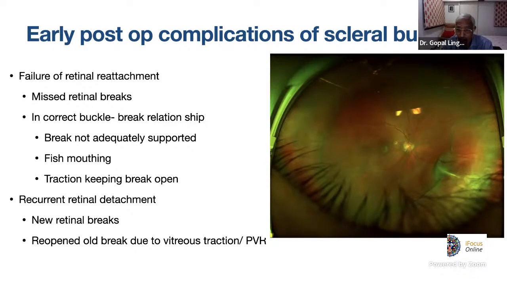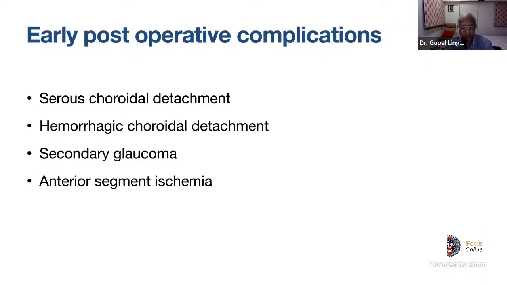This can be due to a new retinal break, because if vitreous gel is still there, it can cause traction and cause a new break, or a reopened old break, or a new break caused by proliferative vitreoretinopathy. PVR is a real bugbear because that can redetach a nicely attached retina because of a puckering effect that takes place, and the retina is pulled off in a well buckled break. So PVR is an important cause for recurrence of detachment.